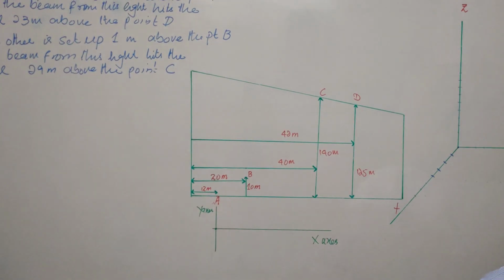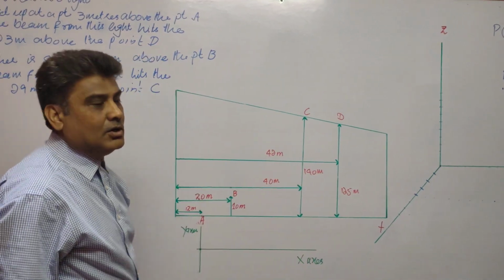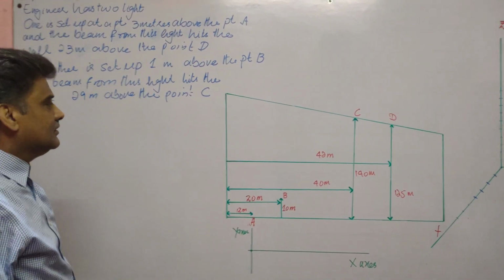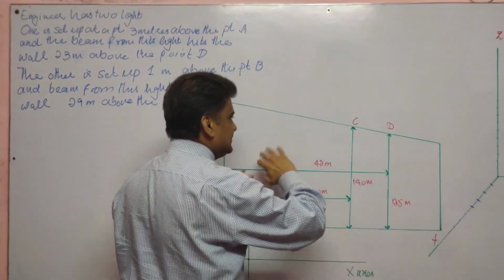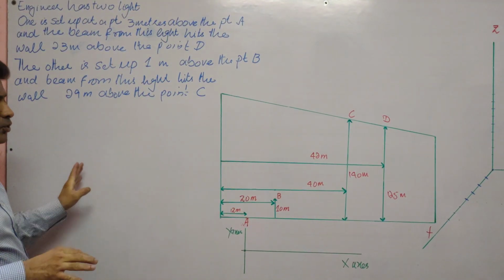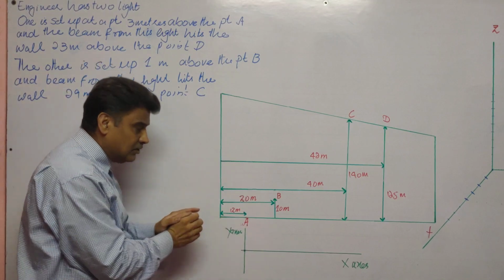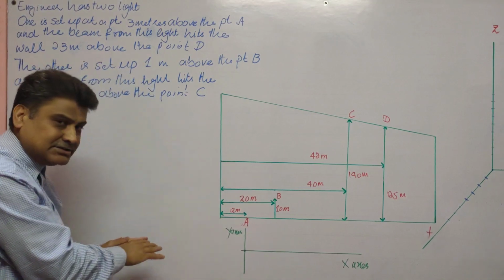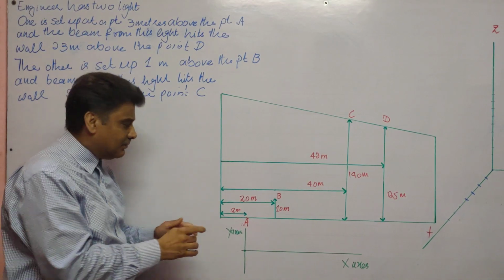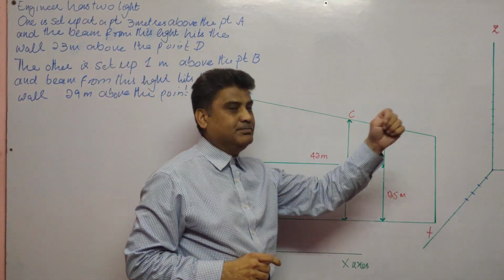This was the idea for three-dimensional space. Now we have to prove whether these two beams of light intersect or not. Before we prove this, we have to find the coordinates of point A, point B, point C, and D.